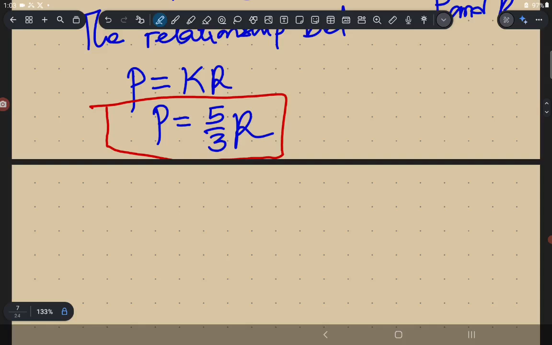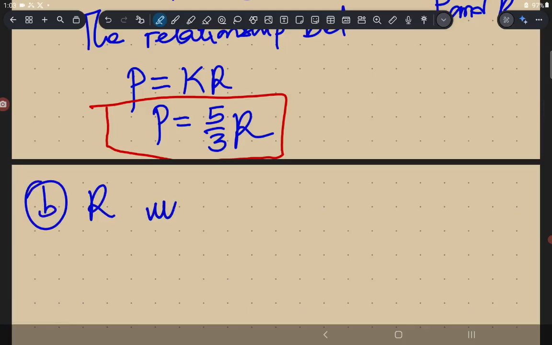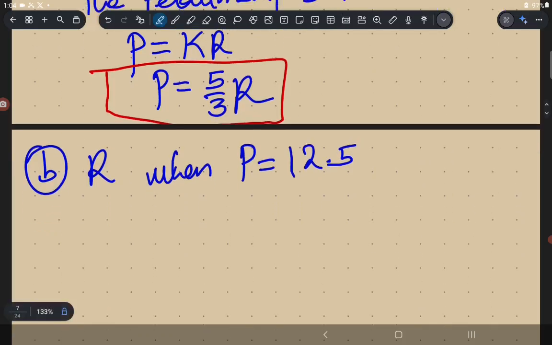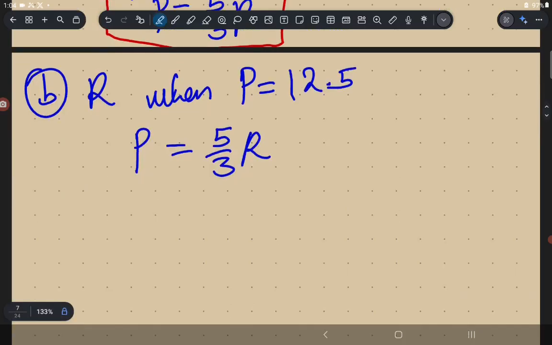The B part tells us to find R when P is equal to 12.5. We have the relationship P equals 5 over 3 of R, and our question is to find the value of R.